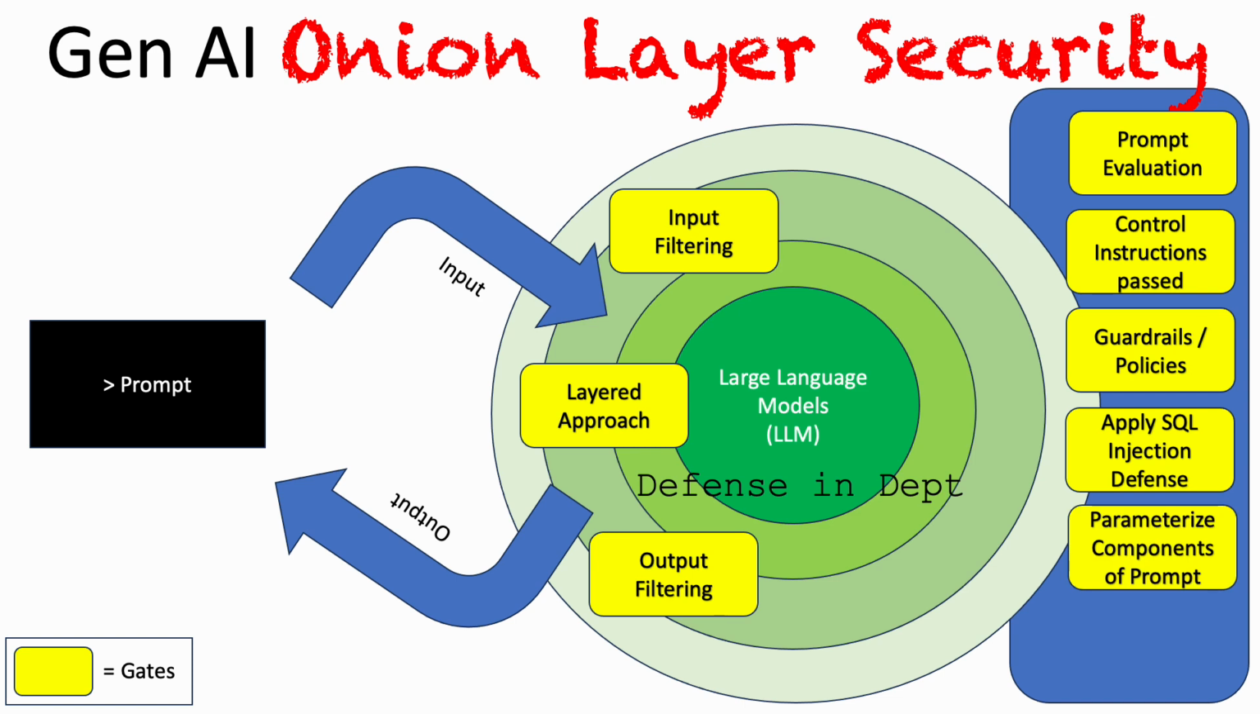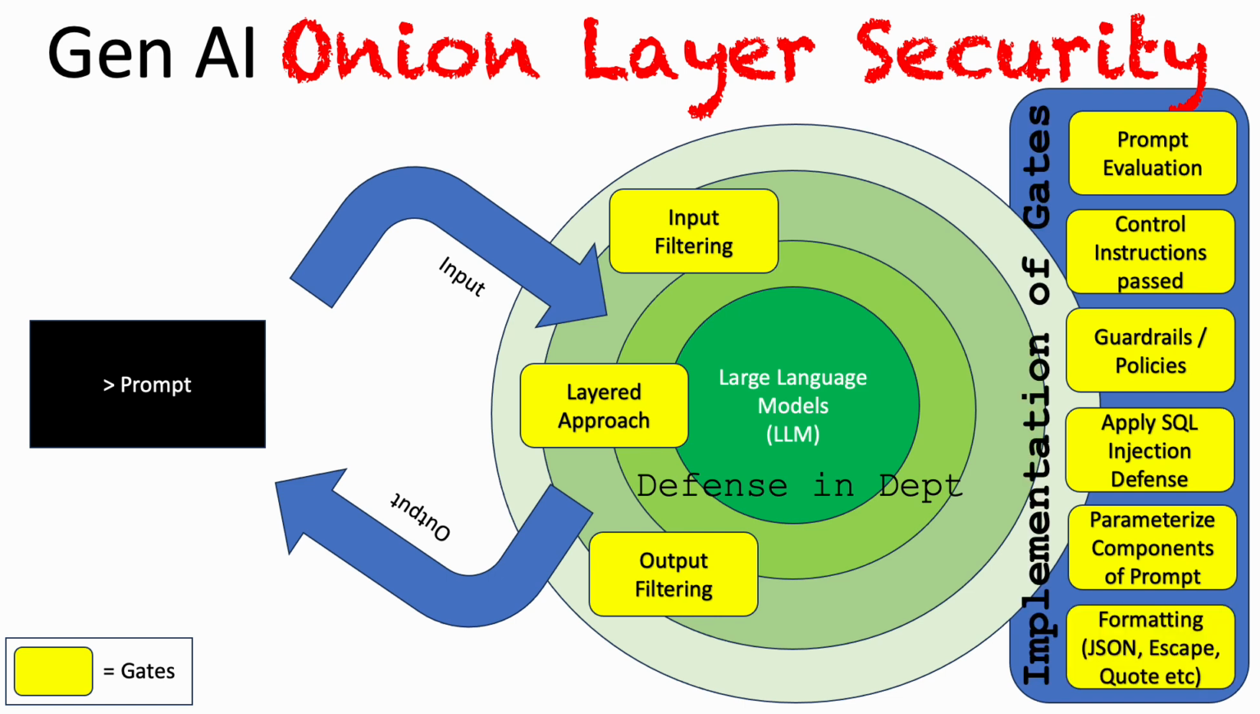Then there's another layer in which we can parameterize the components of the prompt. We take the prompt and evaluate it, as we initially stated at the top here. Then we put parameters around those components and break them down further as we process them as part of our filtering. We could also format the JSON, the escape characters, and the quotes that may be in the prompt, looking at detailed aspects of the formatting of that prompt.